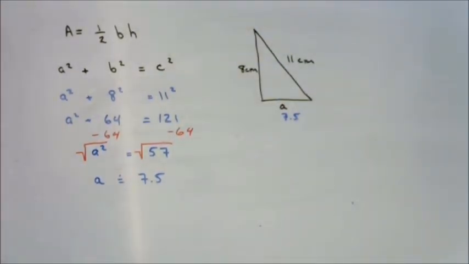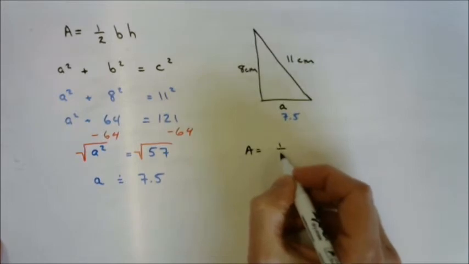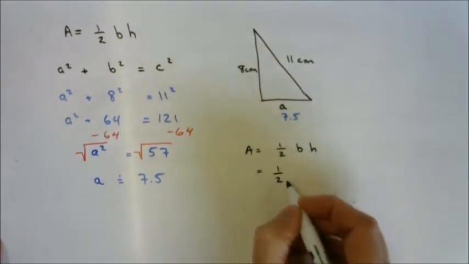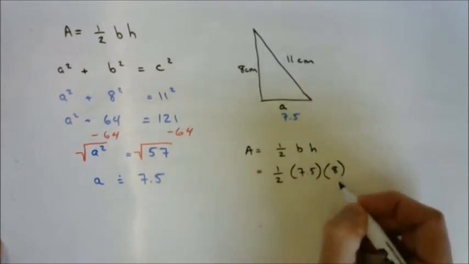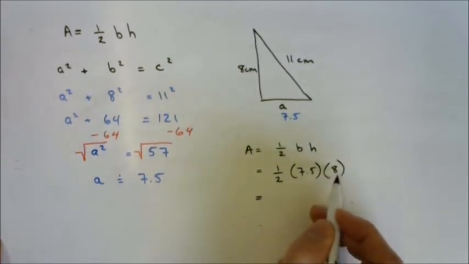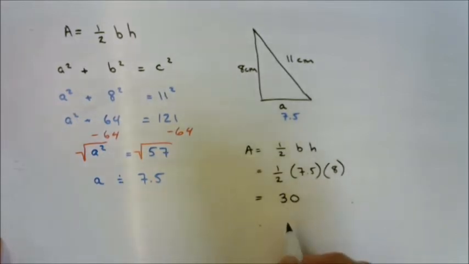Now I get to jump into my formula for the area of a triangle. I'll just move over here. Area equals 1/2 base times height. And I know that my base now is 7.5. And I know that the height is 8. So I just chuck that in my calculator. 7.5 times 8. Get the answer. Divide by 2. And it's 30.